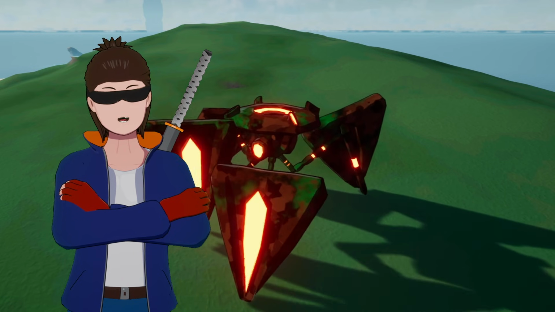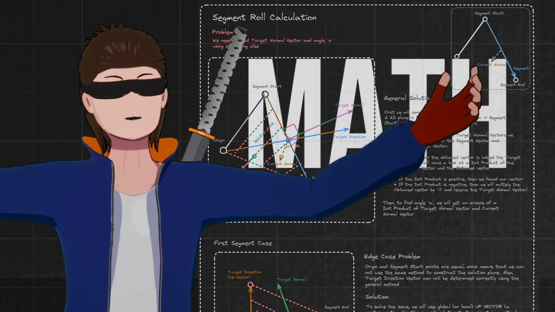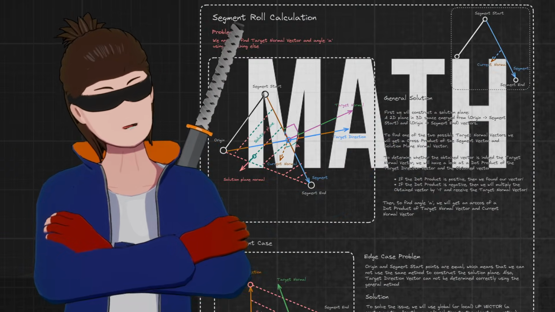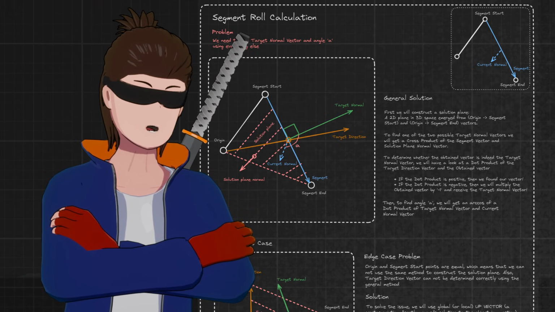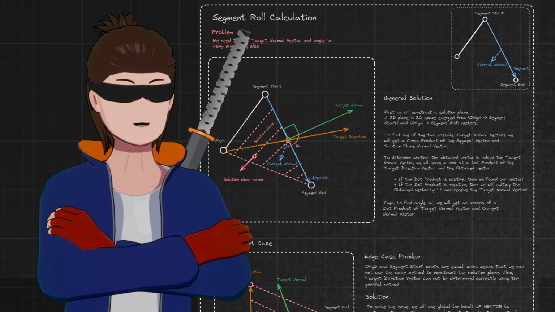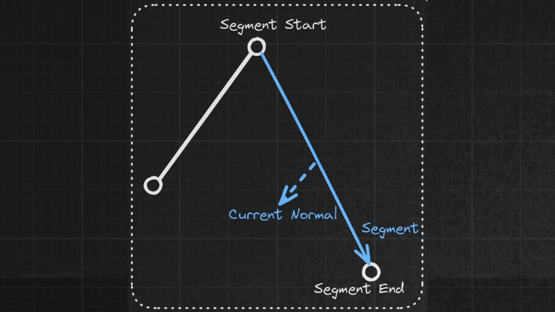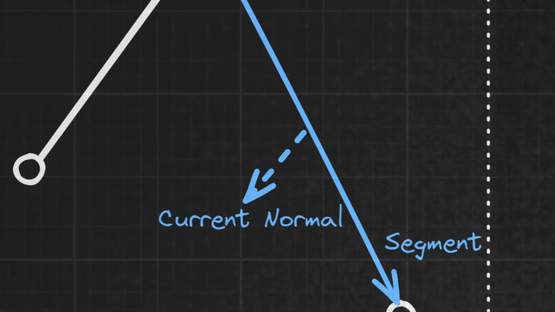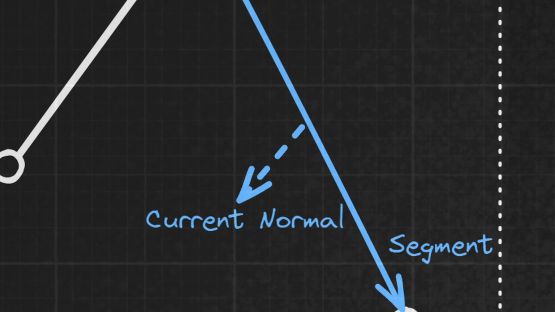To solve it, I had to use some math. Don't worry, it's not as scary as you might think. Or maybe it is, I don't know. Anyway, here is what's happening here. We have an already positioned limb. Each segment has some random roll rotation, which defines the current segment normal vector.